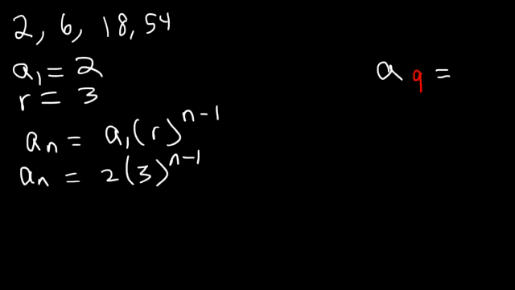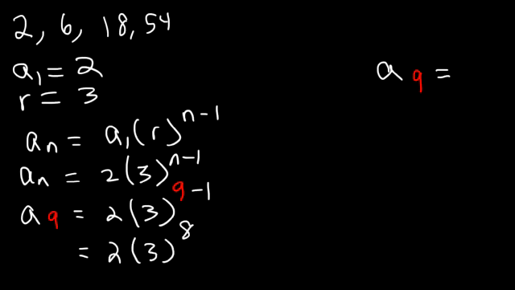So the general equation is the first term times the common ratio raised to the n minus 1. The first term being 2, the common ratio is 3. So now that we have the general equation, we can find the ninth term. So it's going to be 2 times 3 raised to the 9 minus 1. So 9 minus 1 is 8. So we've got to figure out what 3 to the 8th power is. 3 to the 8th power is 6561, times 2. So this should be 13,122.